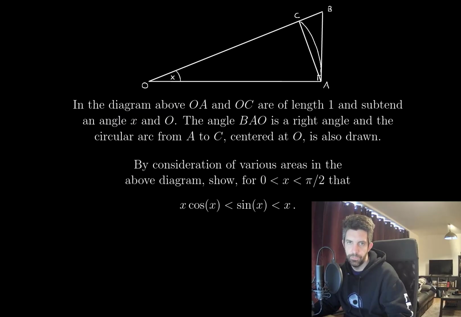In the diagram above, OA and OC are of length 1 and subtend an angle x at O. The angle BAO is a right angle, and the circular arc from A to C, centered at O, is also drawn.